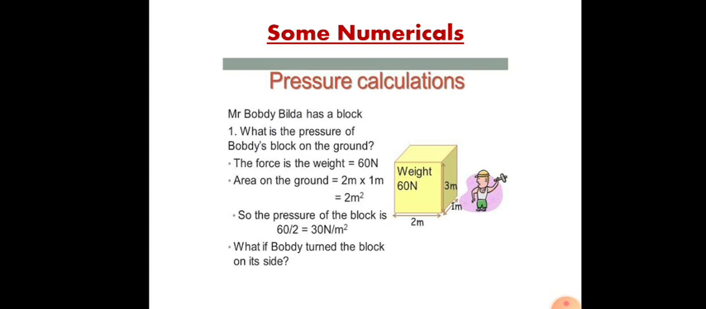Now some numericals. Here you find Bobby is keeping a box with the base as 2 meter into 1 meter. The weight of the box being 60 newton and the area being 2 meter square. The pressure is equal to 60 by 2, which is equal to 30 newtons per meter square. Newtons per meter square is equal to pascal. Hence the pressure is 30 pascal.